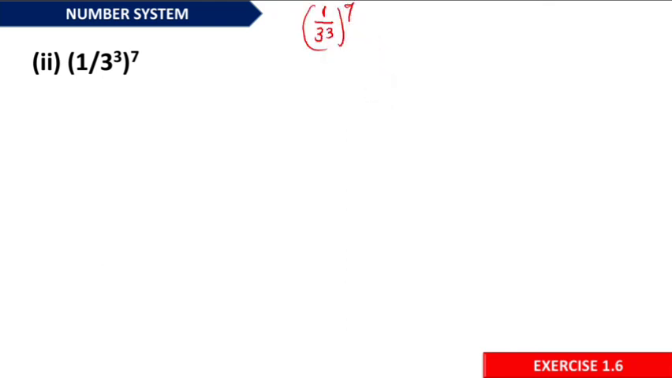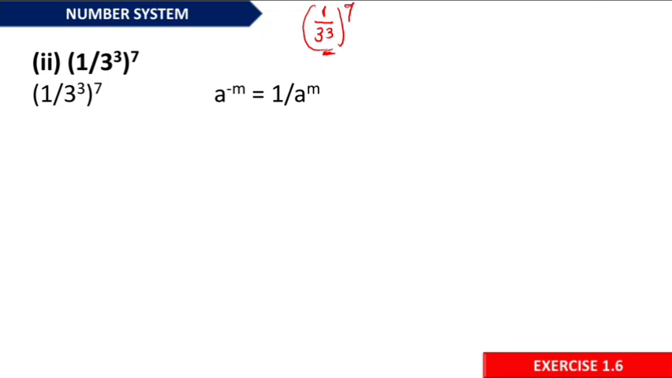So using which law of exponent can we solve this? Using which law of exponent can we solve this question? First we have to solve what is there inside the bracket. So using which law of exponent we can solve the thing which is inside the bracket, that is a to the power minus m equal to 1 divided by a to the power m.